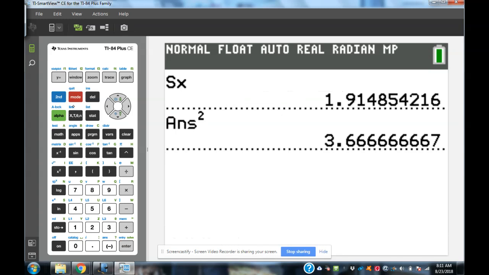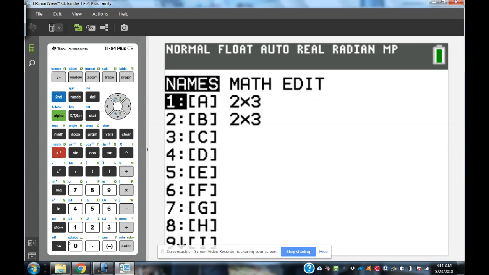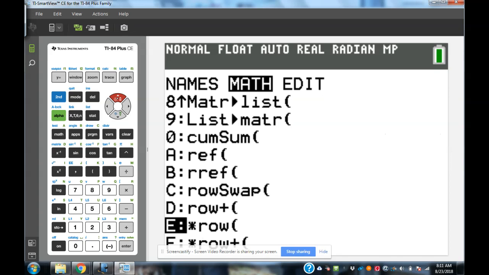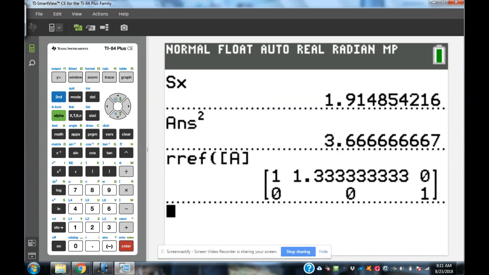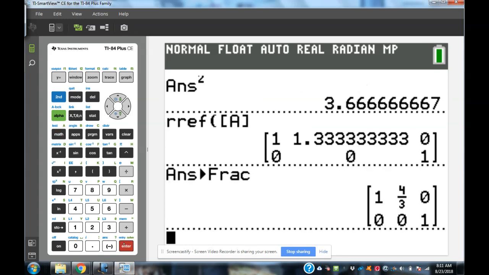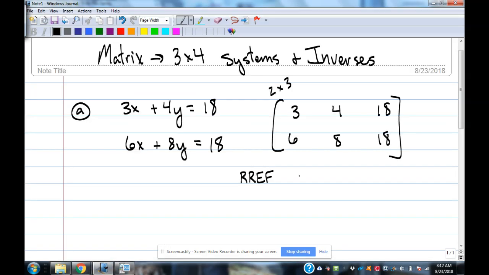Second quit, go back to there, and I'm going back to matrix again, go to math, and go to RREF, and then tell it which matrix to do that with. Matrix A. Now, hit math, enter, just so it looks a little better, a little smaller. We get this matrix. 1, 4 over 3, 0, 0, 1.